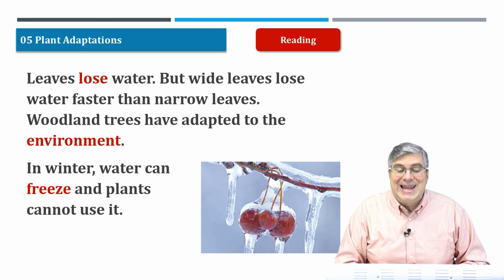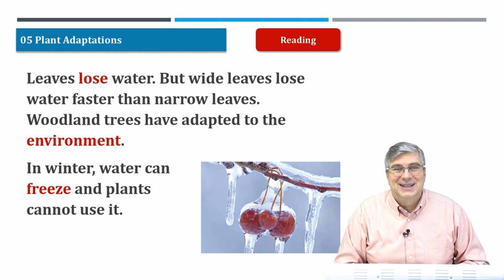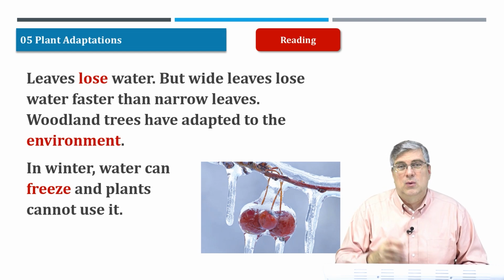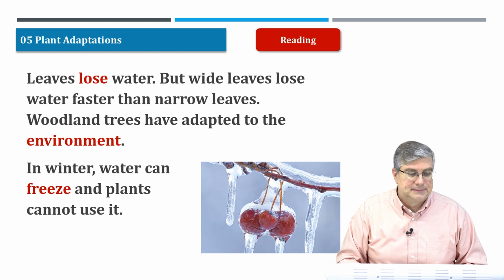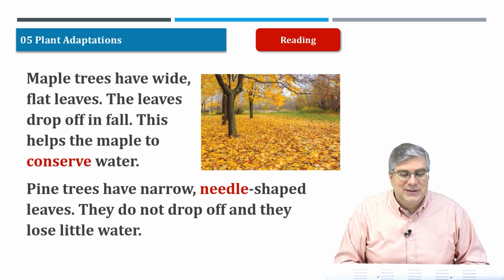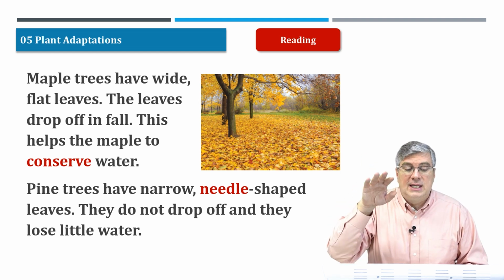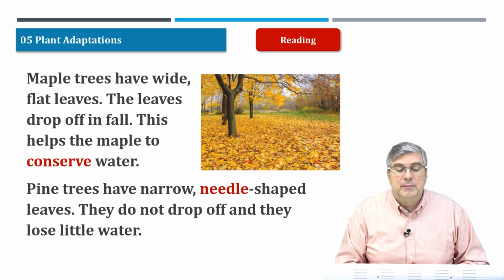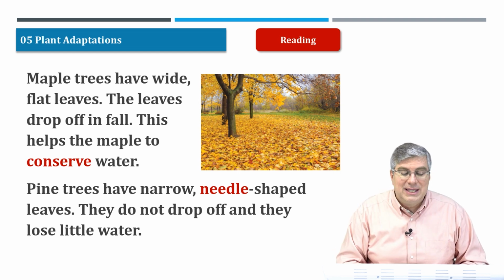Woodland trees have adapted to the environment. In winter, water can freeze and plants cannot use it. Okay, if the water is ice, the plants can't take it into their bodies. Maple trees have wide, flat leaves. The leaves drop off in fall. This helps the maple to conserve water. Conserve, keep water, right?